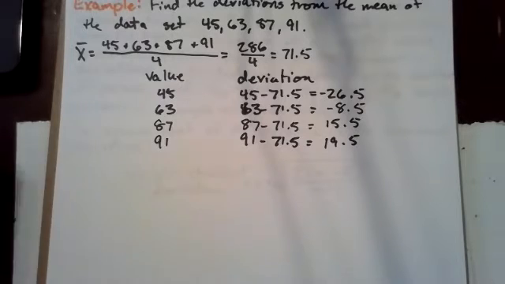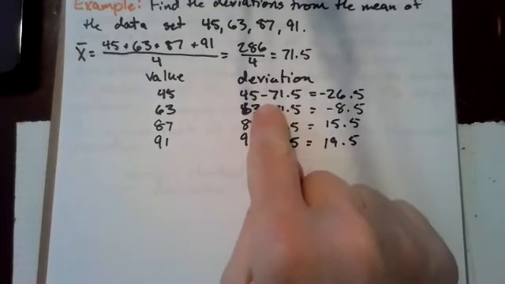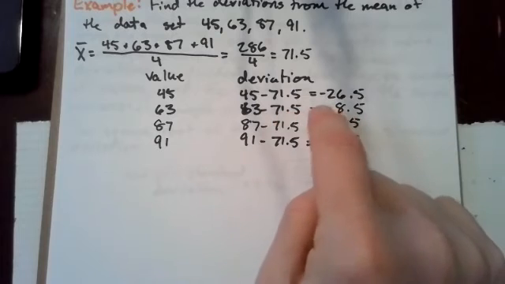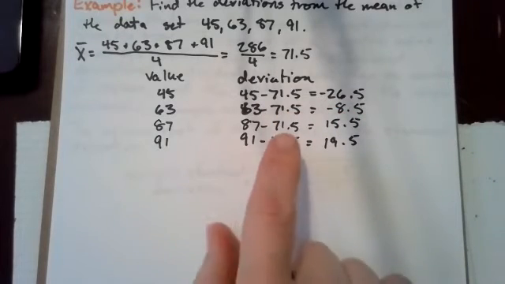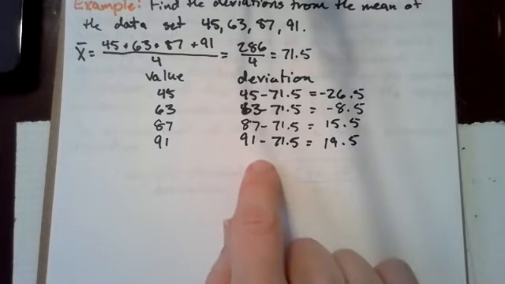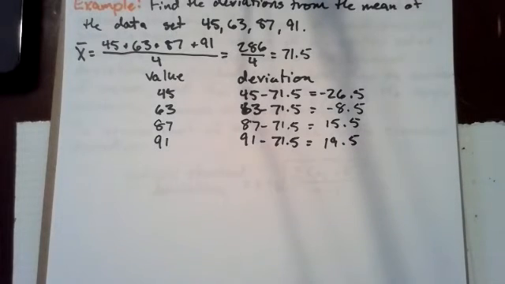Find the deviations from the mean of the data set 45, 63, 87, 91. Here, x bar is equal to 45 plus 63 plus 87 plus 91 divided by 4, which is 286 divided by 4, so that is 71.5. The deviations: 45 minus 71.5 is negative 26.5, 63 minus 71.5 is negative 8.5, 87 minus 71.5 is 15.5, and 91 minus 71.5 is 19.5.